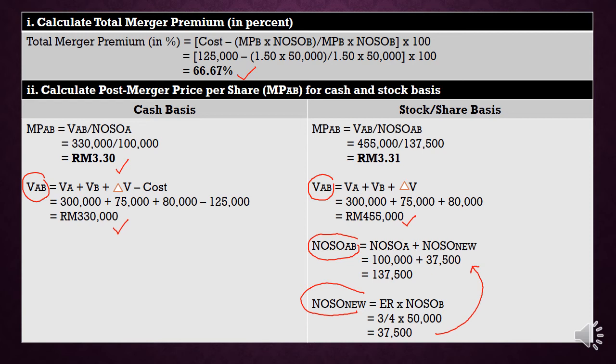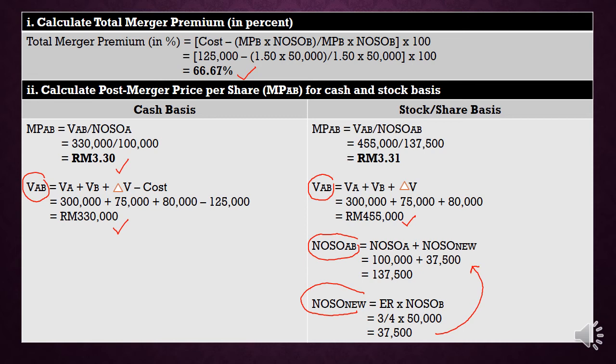So NOSO AB equals NOSO A 100,000 plus NOSO new 37,500. So you will get the answer 137,500. And based on the answer of NOSO new, now to answer that question, you can calculate MPAB based on the stock basis, where the formula is VAB 455,000 divided by NOSO AB 137,500. So at the end, you will get the answer for MPAB under stock basis is 3 ringgit and 31 sen.